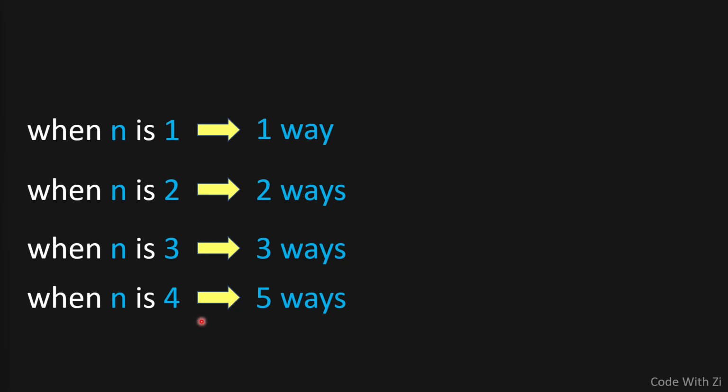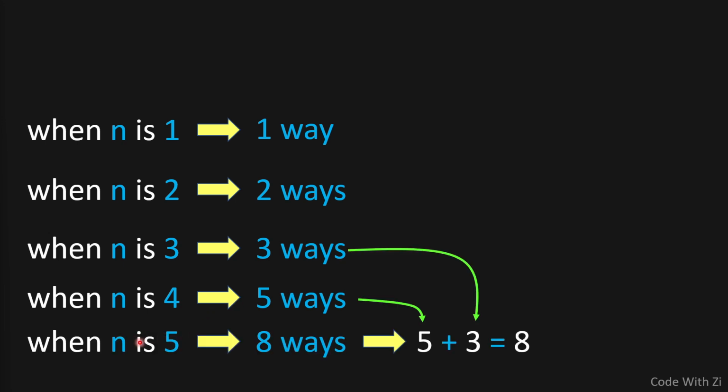Now, what about when n is 5? Now you get the idea. When n is 5, there are 8 ways, because 5 plus 3 is equal to 8. 5 is representing the number of ways when n is 4, and 3 is representing the number of ways when n is 3. 5 plus 3 gives us 8, and therefore when n is 5, we're going to have 8 ways. This is going to be it. Now, let's code this in the simplest way possible.